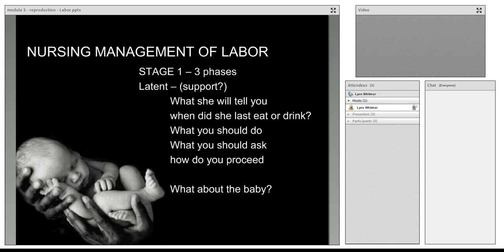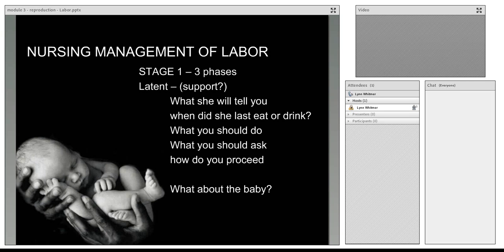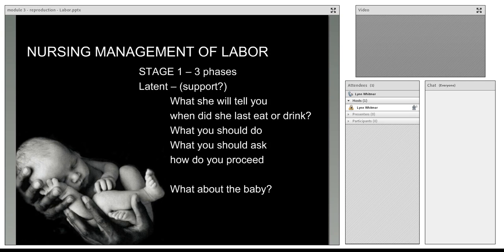Then we have to assess variability. Is it marked, moderate, minimal, or absent? Of course, marked is the best. That means the baby has the best oxygen supply, loving his environment, very reactive to environmental changes. This is a healthy baby.